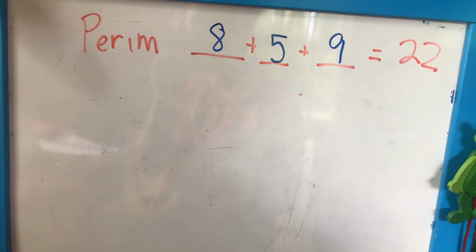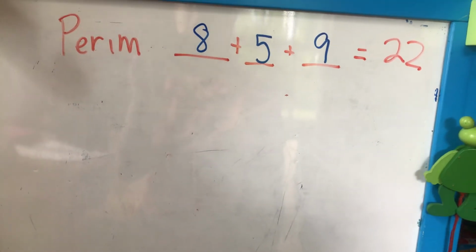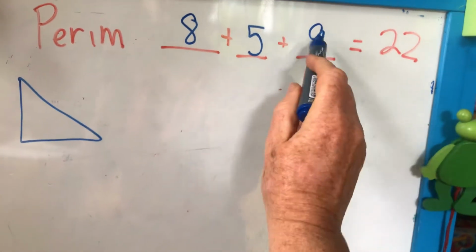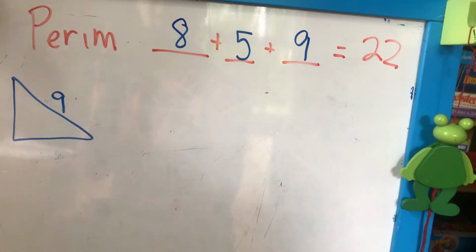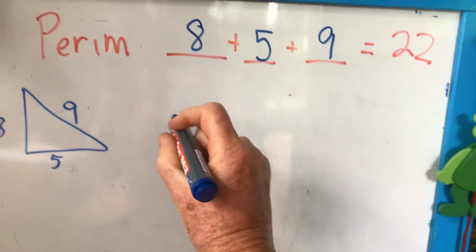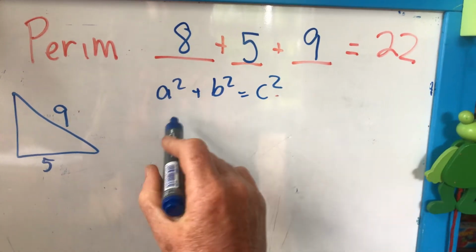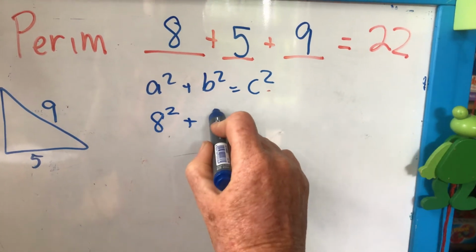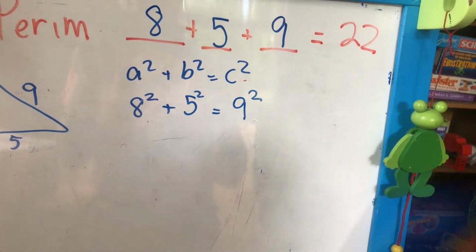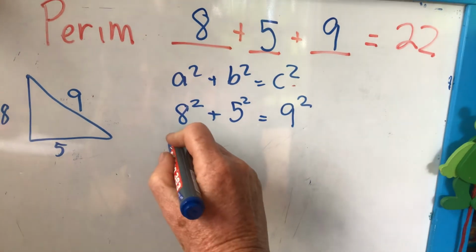So those are the 3 lengths of the triangle. So the C side, the longest side, is always the hypotenuse. So if we drew a sketch of it, the 9 would have to be on the hypotenuse. The other 2, 8 and 5 or 5 and 8, doesn't matter. Then we type in A squared plus B squared equals C squared. These are our 2 short sides. 8 squared plus 5 squared should equal 9 squared. If it does, then it is a right angled triangle. If it doesn't, then it's not a right angled triangle.